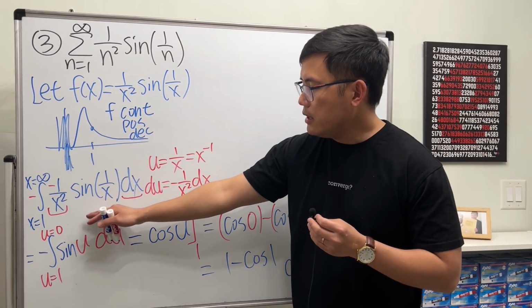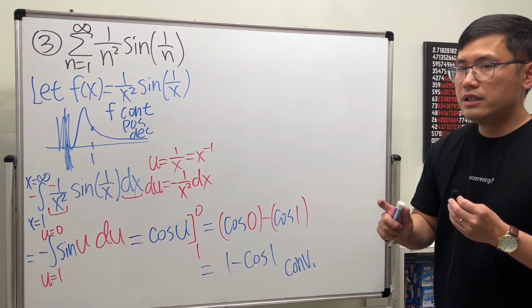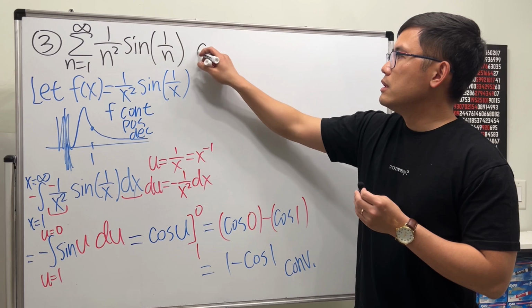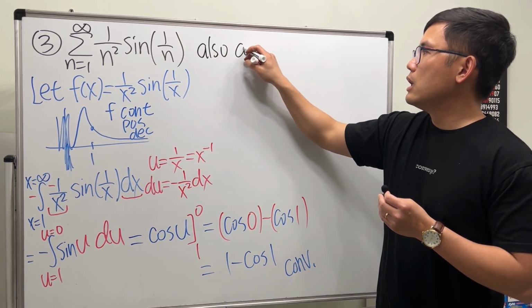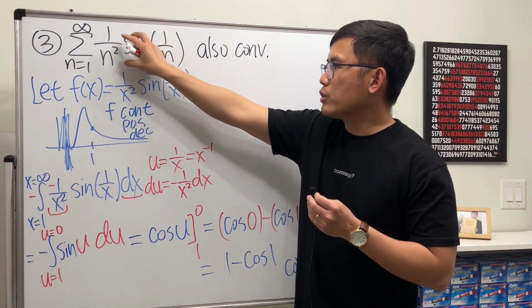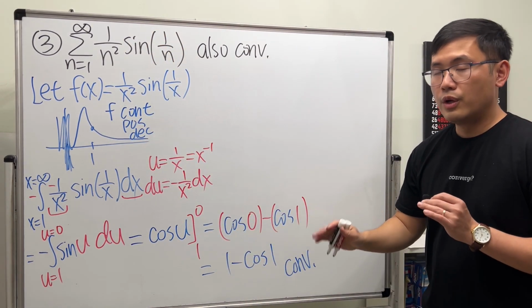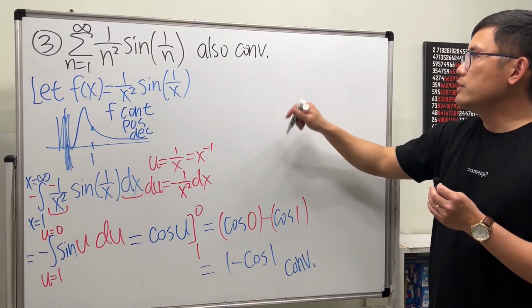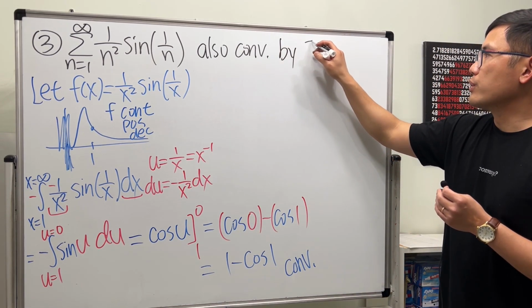Therefore, we can say this improper integral converges. Therefore, we can say this infinite series also converges. But we cannot say this right here also converges to this value. No, we can only say that this right here is also finite. Also converges, and we use the integral test.